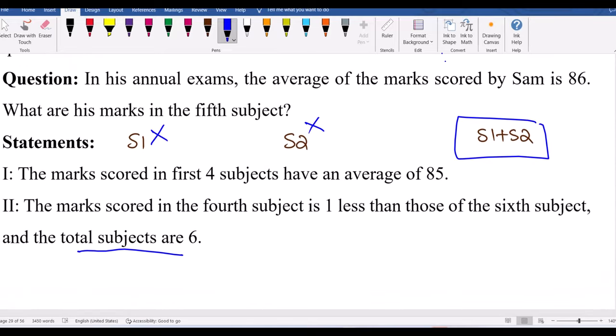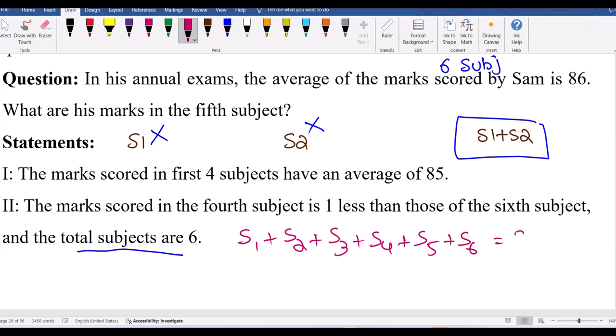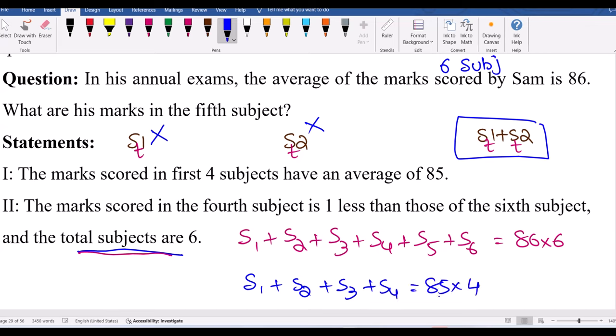See, in the question, the average of 6 subjects is given. I think we can handle it together. 6 subjects average is given, which means the summation of all 6 subjects 1, 2, 3, 4, 5, 6, the sum of the subjects is equal to 86 into 6, using the given question only and statement 2. 6 subjects are there, from that I can get that idea. Now using statement 1, the first statement, okay, I will write st here for statement. Otherwise, here s1, here s1, you may get confused. This is st, statement 1, statement 2. Now, the 6 subject summation is 86 into 6. As per statement 1, the 4 subject summation is nothing but 85 into 4. Okay, from these two, I can calculate x5 plus x6, some value we will get.